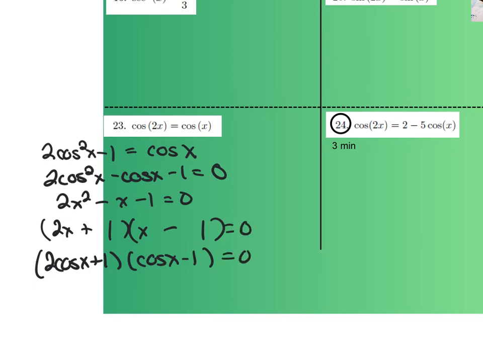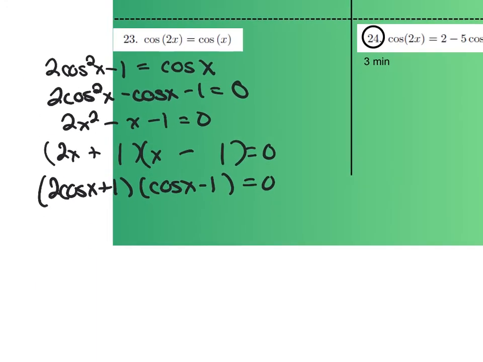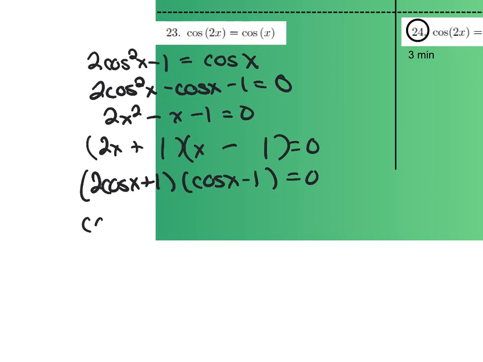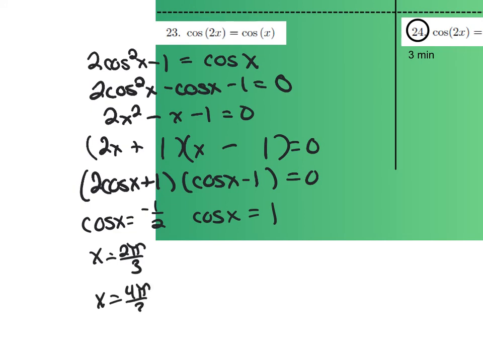We're going to set each of those equal to 0. So we've got 2 mini equations. That means that cosine x equals negative 1/2 and cosine x equals 1. So where does cosine x equal negative 1/2? That's in quadrants 2 and 3. I think that would be at 2 pi over 3 and 4 pi over 3. Doesn't look like there's any restrictions on the interval, so we'll say plus 2 pi k, plus 2 pi k.